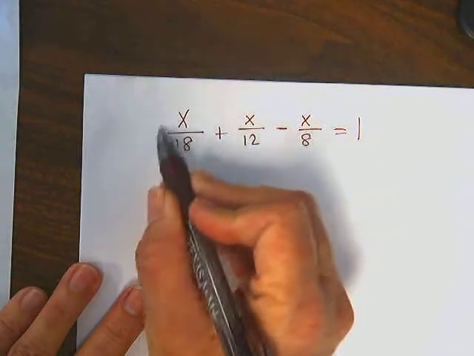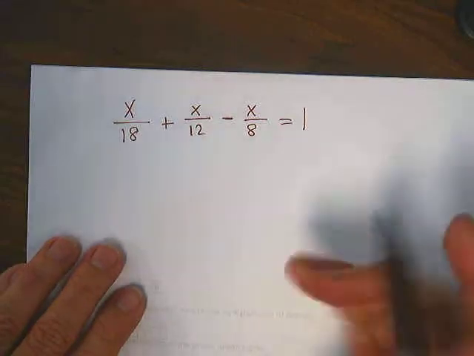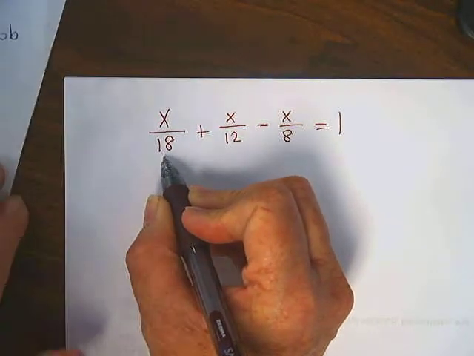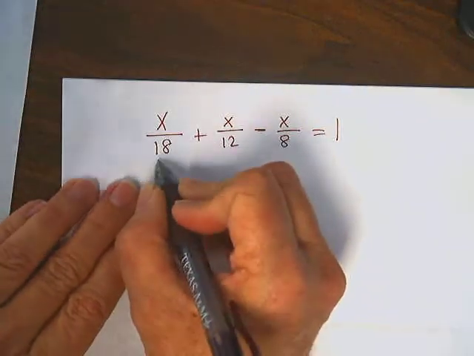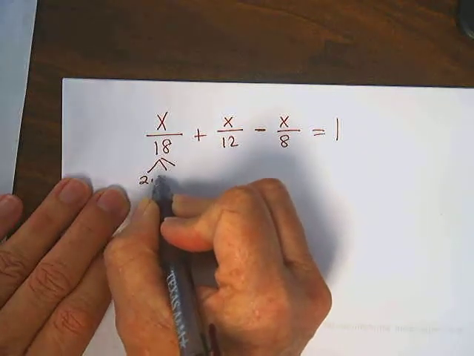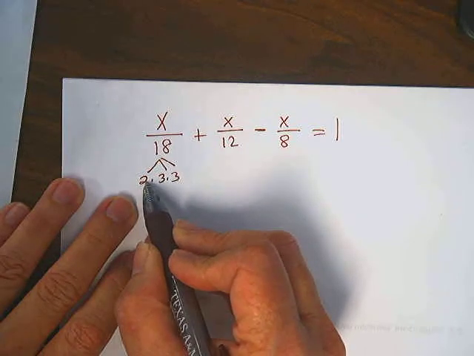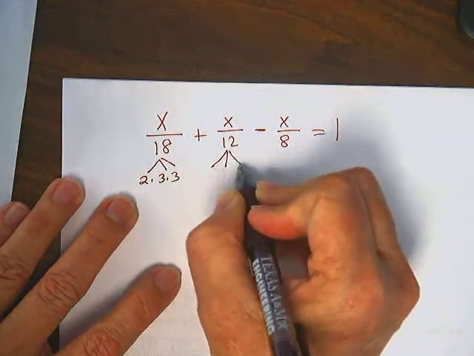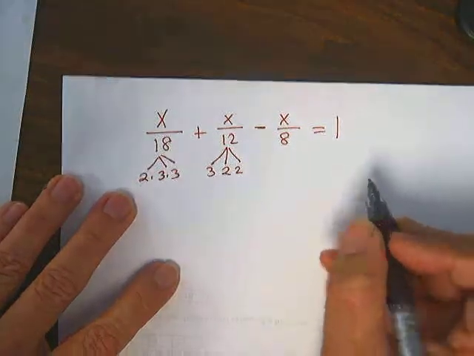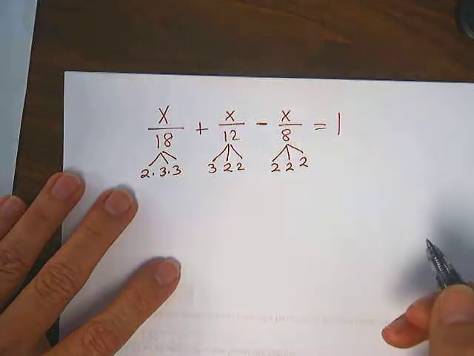So I need to find the lowest common denominator for 18, 12, and 8. And the way I do that, I take a look at each number, and I break it down into its factors. 18 is the same as 2 times 3 times 3. Right? 3 times 3 is 9 times 2 is 18. 12 can be broken into 3 times 4, but 4 we break into 2 times 2. 8 can be broken into 2 times 2 times 2.